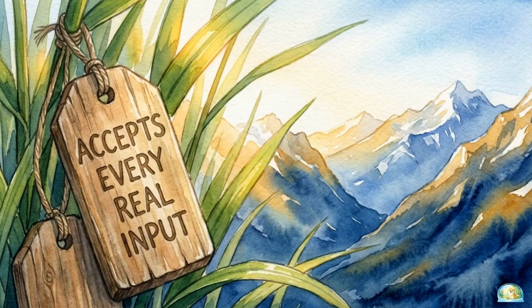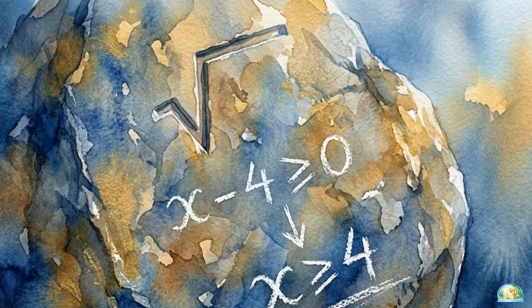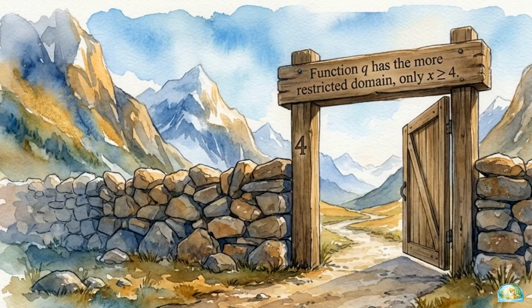The verbal description confirms that P's domain is all real numbers. However, function Q requires the value under the radical to be at least 0, meaning x must be 4 or greater. Since Q's domain is smaller, it's the more limited path. Function Q has the more restricted domain, only x greater than or equal to 4.